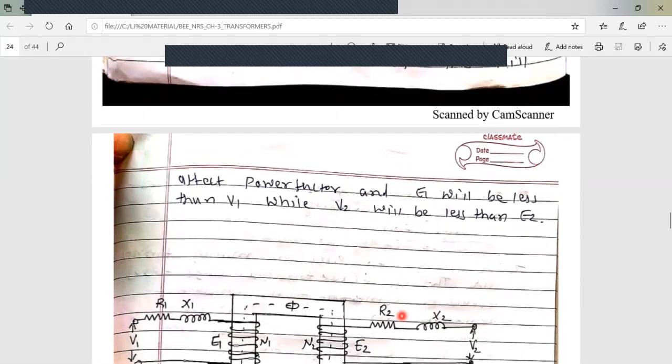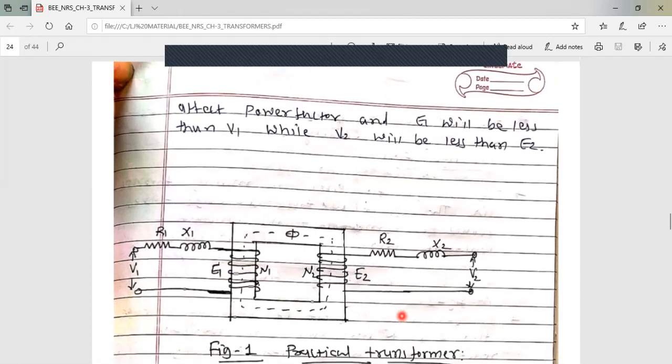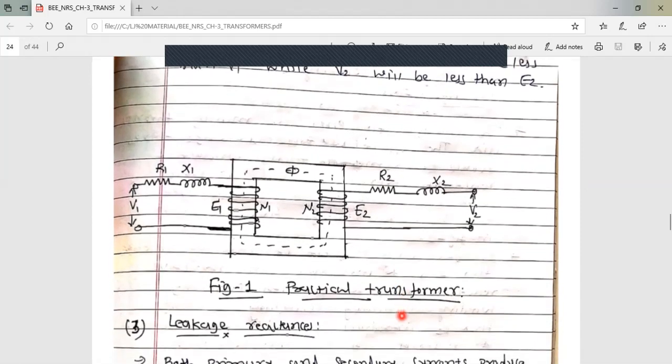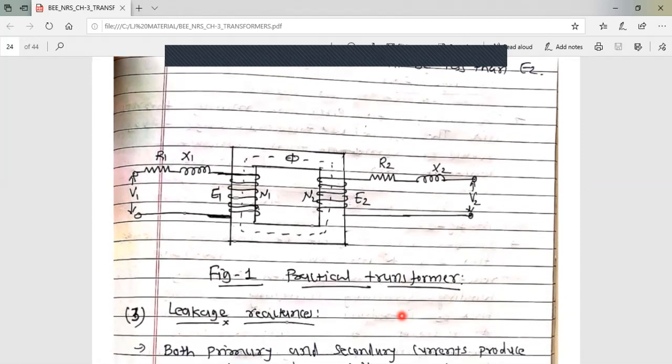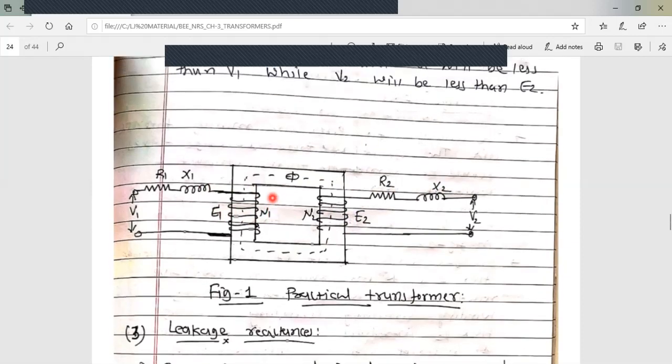See here, this is a practical transformer. A practical transformer has this winding resistance R1 and R2. These are the leakage reactances X1 and X2. Clear? N1 is the number of turns in the primary winding, N2 is the number of turns in the secondary winding. Same way, E1 and E2 are the induced EMF in the primary and secondary winding respectively.